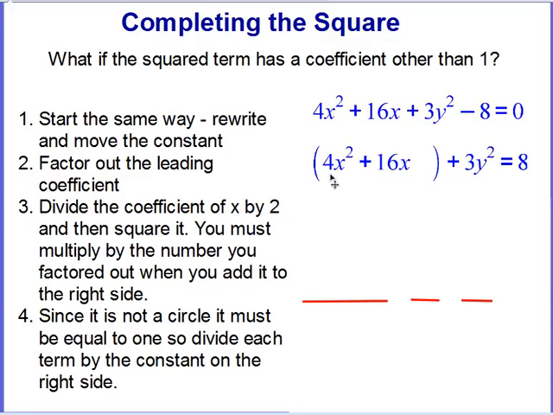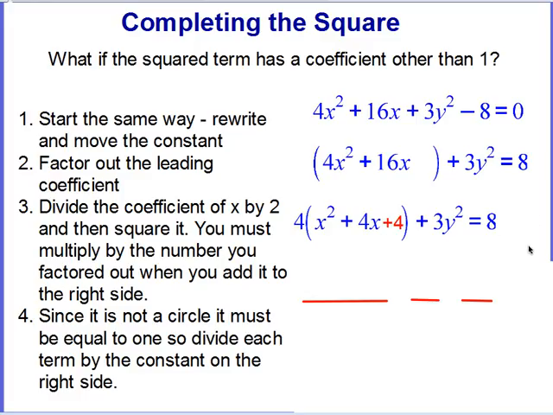So I have 4x squared here. I'm actually going to divide everything by 4 and pull 4 out as a factor. So if I do that now, I have 4 times x squared plus 4x because I factored 4 out of this. Then we're going to continue our completing the square process. So I divide 4 by 2. I get 2, and 2 squared is 4. So I'm going to add 4 to this side of the equation.